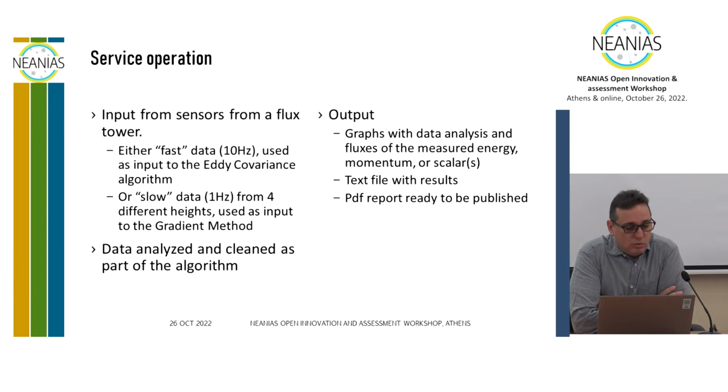What does this service do? It takes as input data from sensors coming from flux towers. So, depending on the algorithm used, this is either fast data, 10 Hz, used as input to the eddy covariance, or slow data, 1 Hz, but from at least 4 different heights, used as input to the gradient method. That's why we have the two different algorithms. Data is analyzed and cleaned as part of the algorithm before producing the results. And the output is a series of graphs with data analysis and fluxes, a text file with the results, and a PDF report ready to be published.